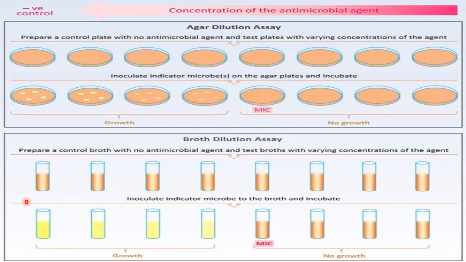This slide also explains the difference between MIC and MBC. These are different concentrations of test solution, where turbidity indicates growth, and the absence of turbidity indicates the absence of growth, or antibiotic activity.